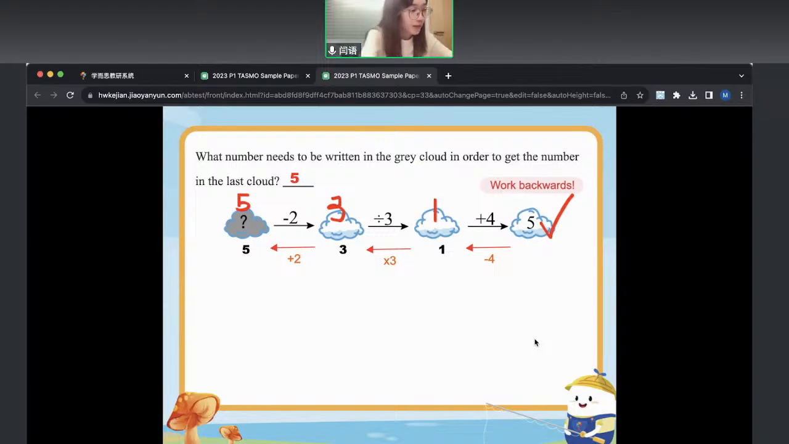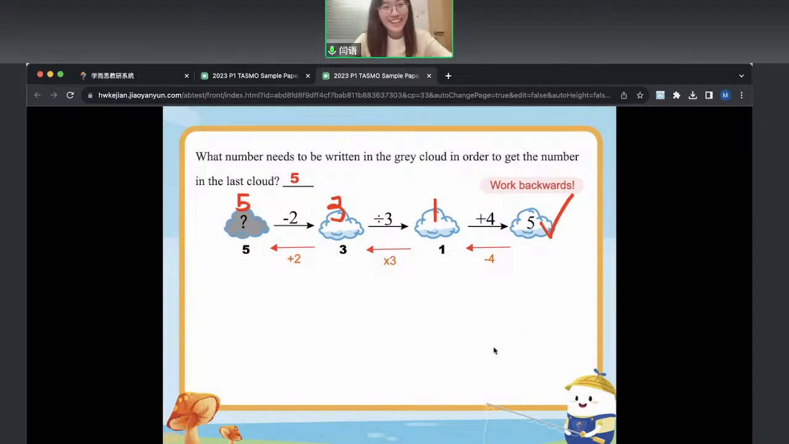So far, let me check. Is there anyone who answered all the questions correctly? Anyone? I think this paper is not that hard for you, right? But a few students got some careless mistakes here and there.